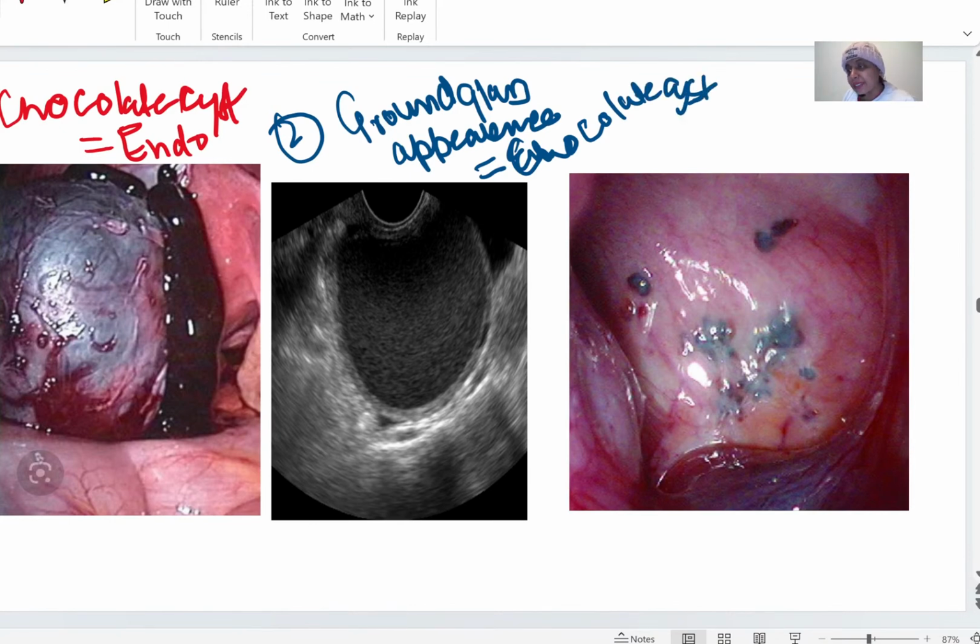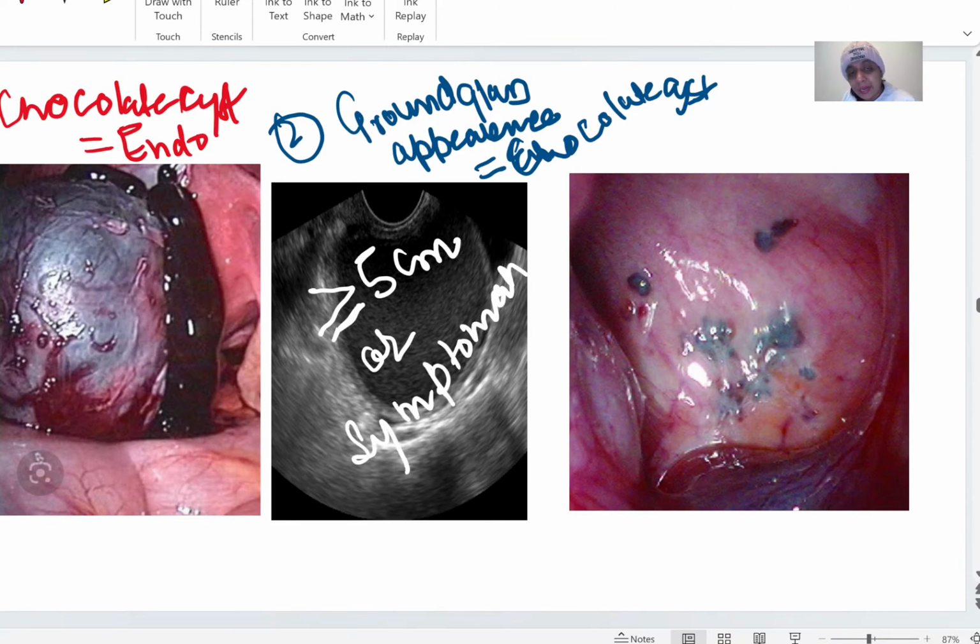Chocolate cyst. What is the treatment of chocolate cyst? If the chocolate cyst is more than or equal to 5 centimeter, you have to do cystectomy. And if it is symptomatic, even if it is not 5 centimeter but there are symptoms, then also operate.